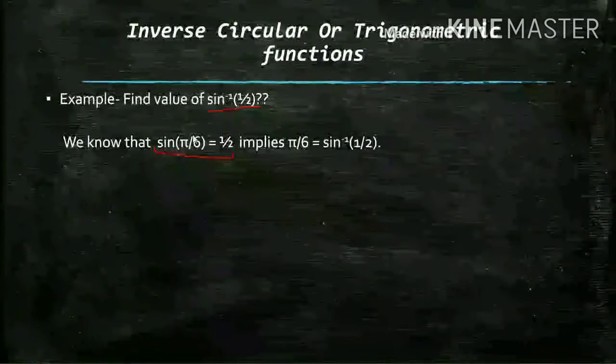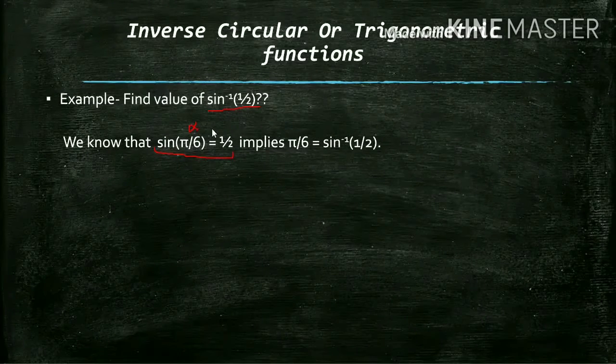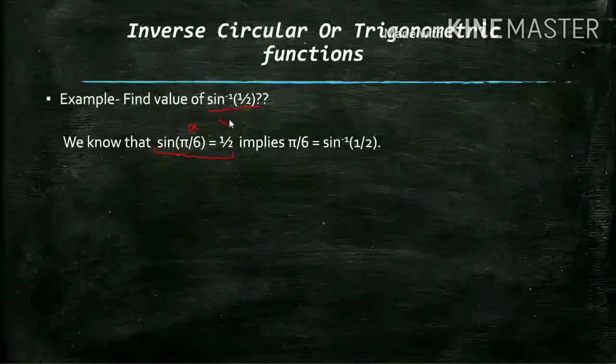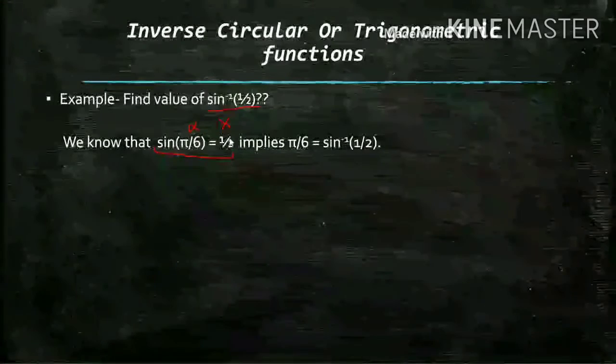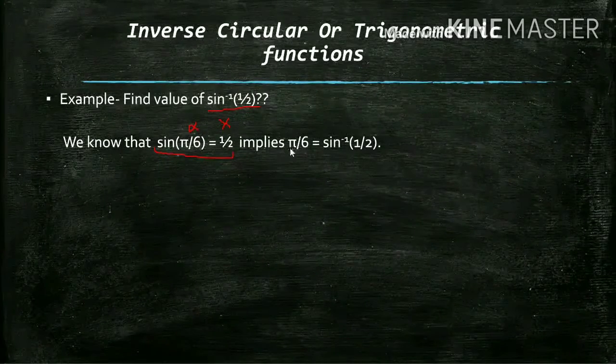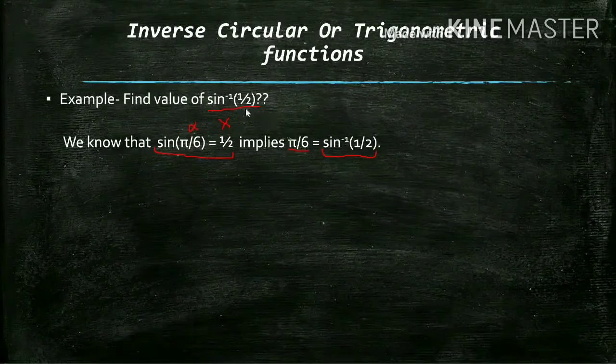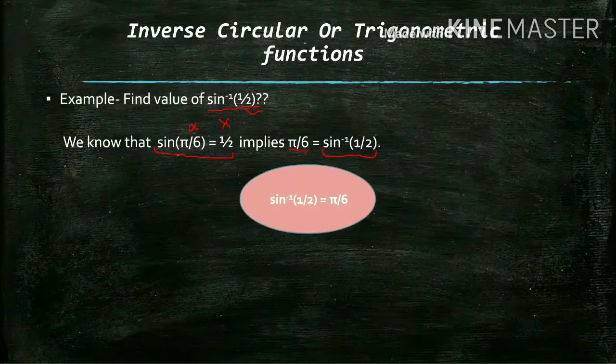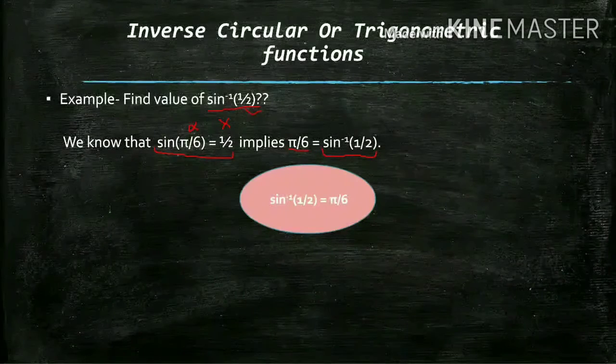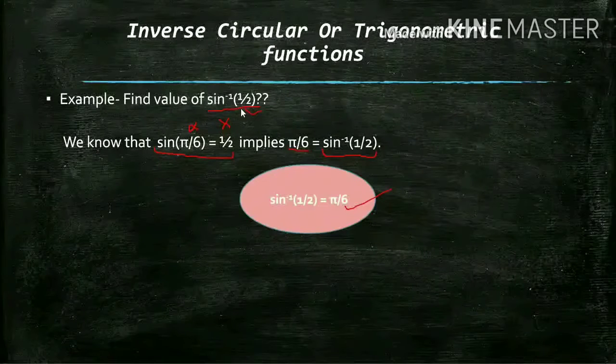So earlier I wrote what? Sine of alpha equals x, then alpha would be sine inverse x. So similarly here, alpha is pi by 6. So pi by 6 would be sine inverse of half. I can do this. And what I need to find is sine inverse of half, which is pi by 6. Very easy.